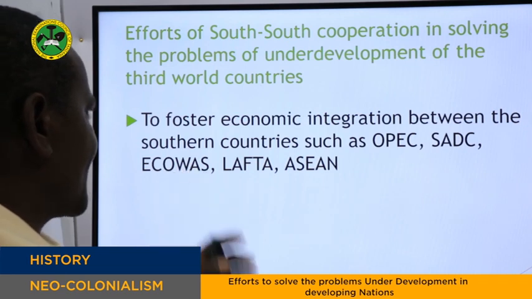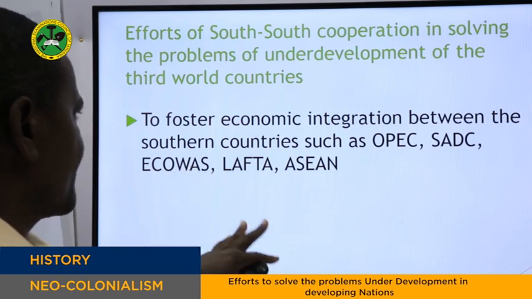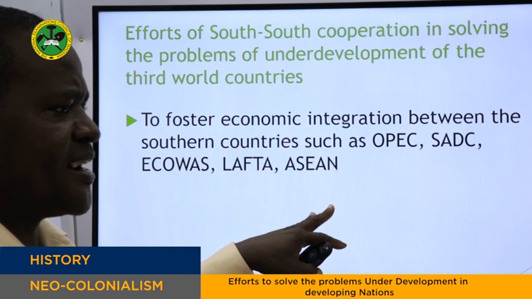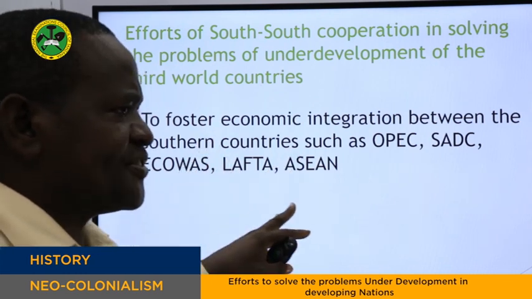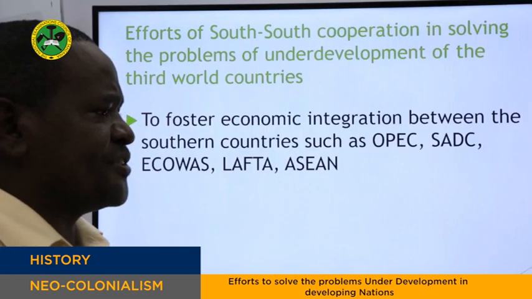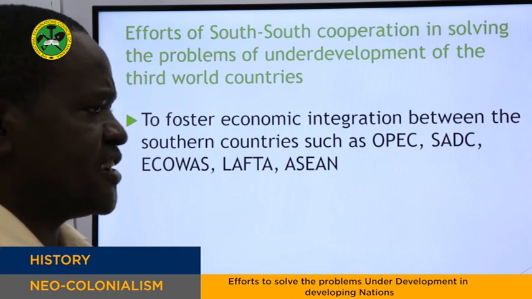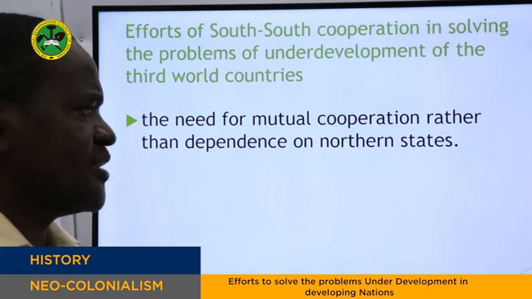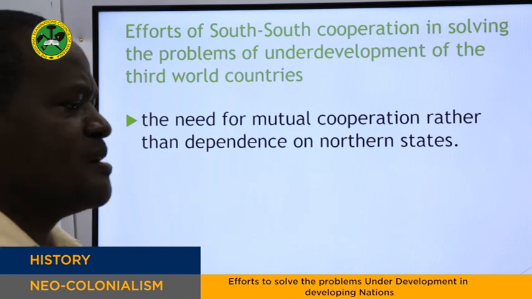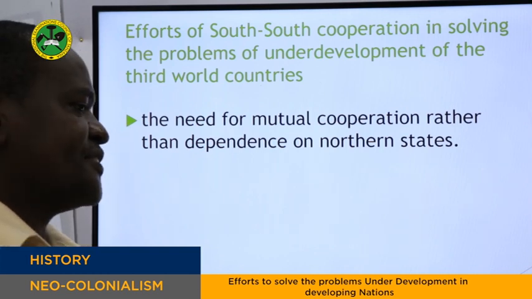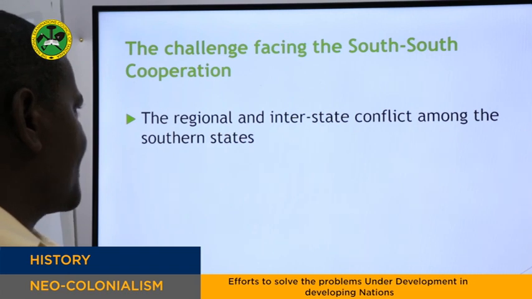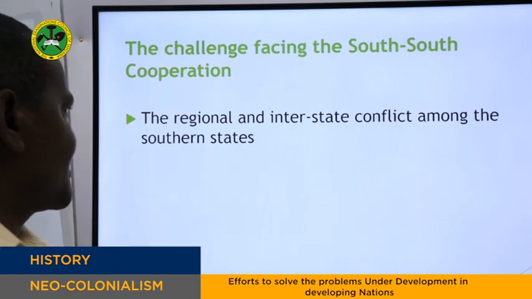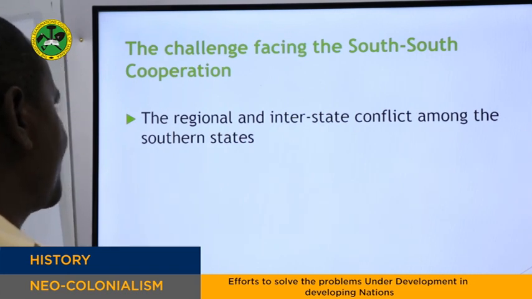Another thing was to foster economic integration between the southern countries, as we've said. There is OPEC, there is SADC, there is ECOWAS, there is LAFTA, there was the ASEAN, Association of Southeast Asian Nations, and so on. Also the need for mutual cooperation rather than dependence on the northern states. There should be mutual cooperation among the southern states instead of depending on the northern countries.